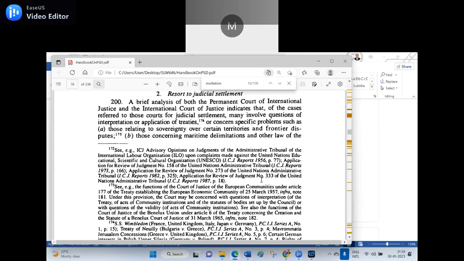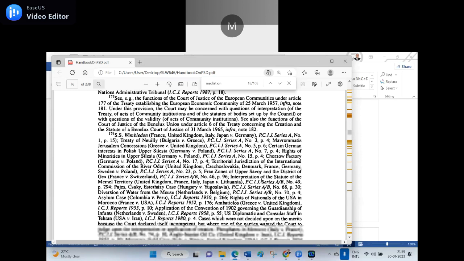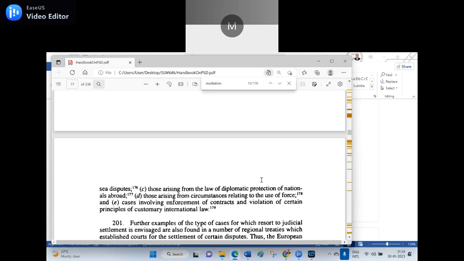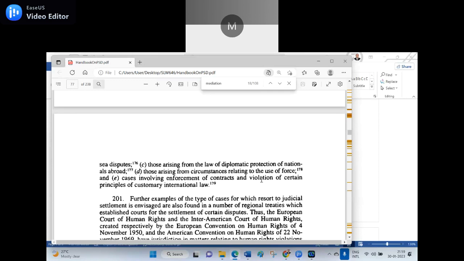Maritime means admiralty, delimitation and the other laws of the sea disputes. Even the sea disputes are concerned. And those arising from the law of diplomatic protection of nationals. Even the diplomatic protection of nationals abroad, even that issue can be tackled.